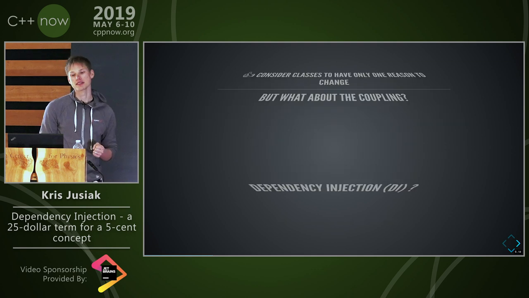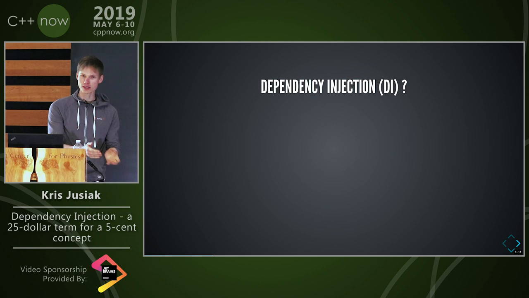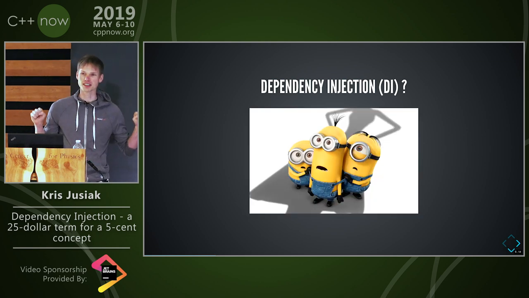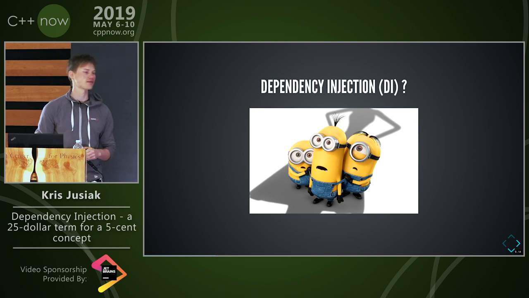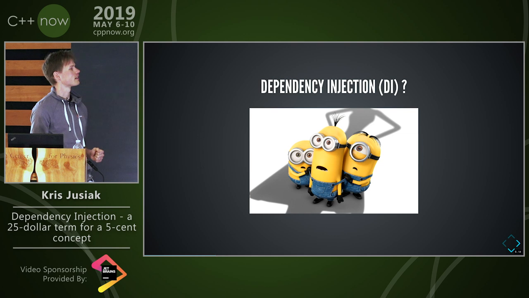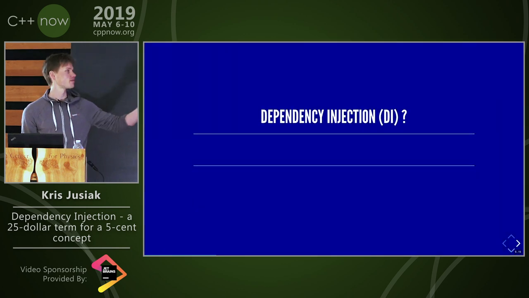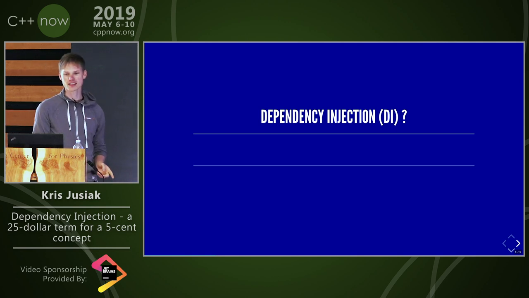But what about this coupling? That's where dependency injection can be introduced, I think, as a first step. It's often a scary term, as I said, a lot of people feel like it's a CMake kind of thing or whatever, but it's not. It's quite simple, and that's the dark blue background. So if anything, remember that slide, at least.